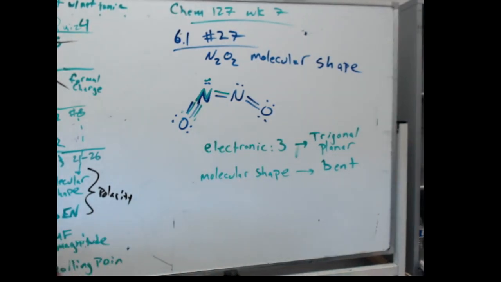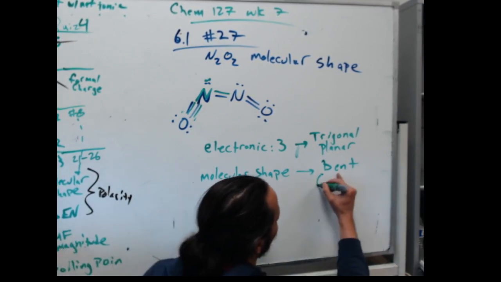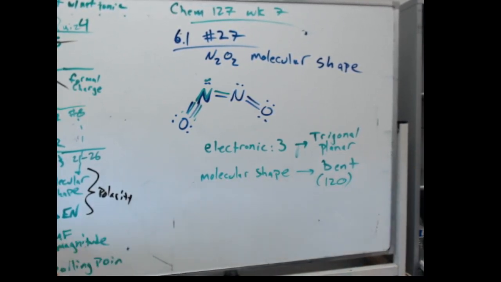I find value in specifying the angle of the bend since there's 2 different possibilities. This would be bent, 120. Now, if I did that around the other nitrogen, I get the exact same answer. Right? And so the thing that I think throws people off is when it asks around a central atom.